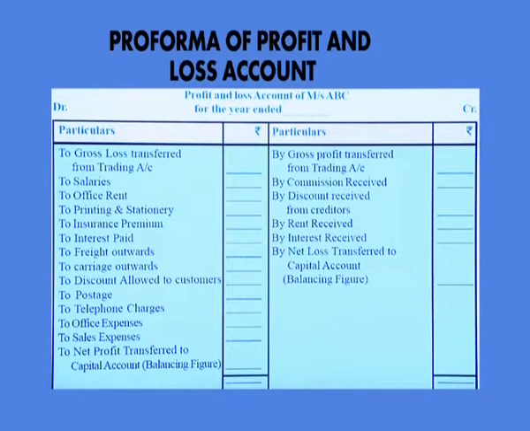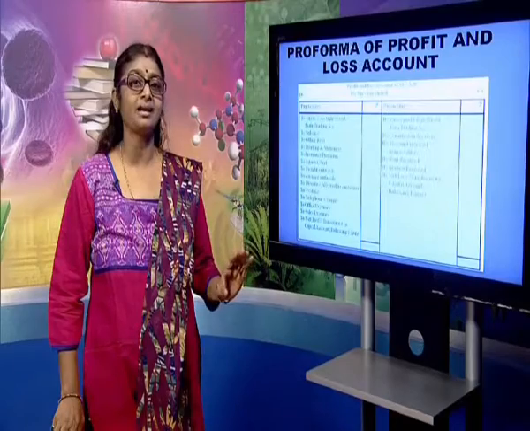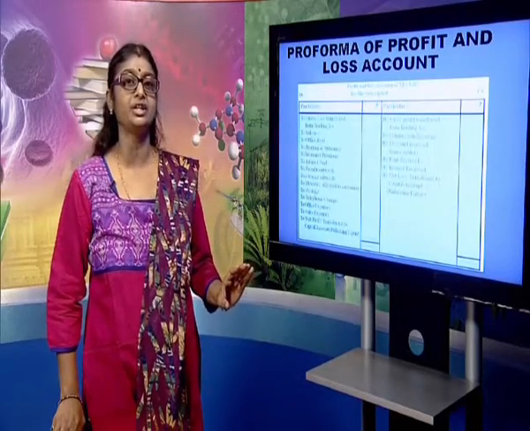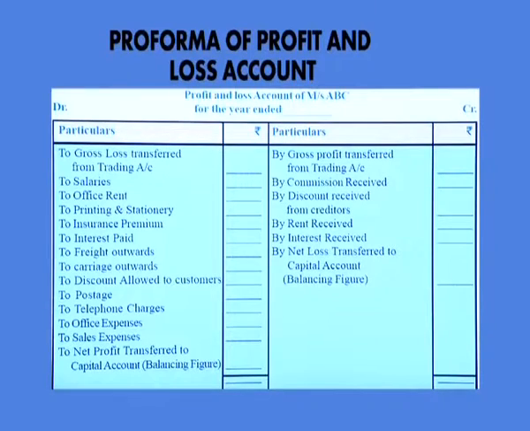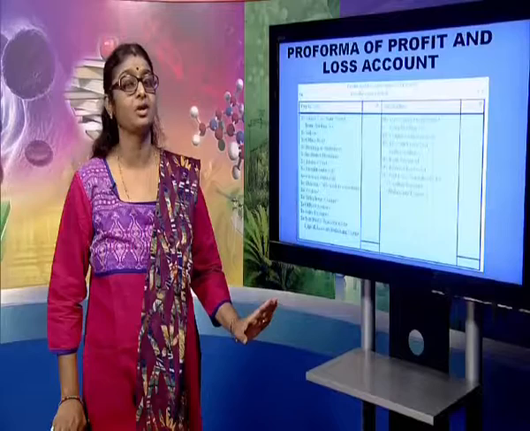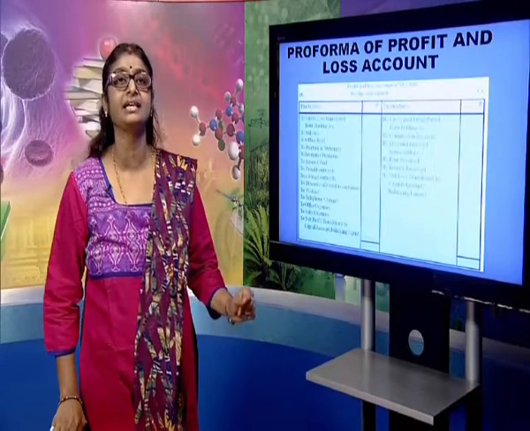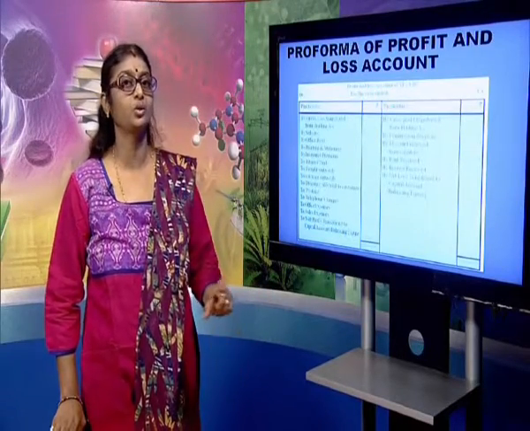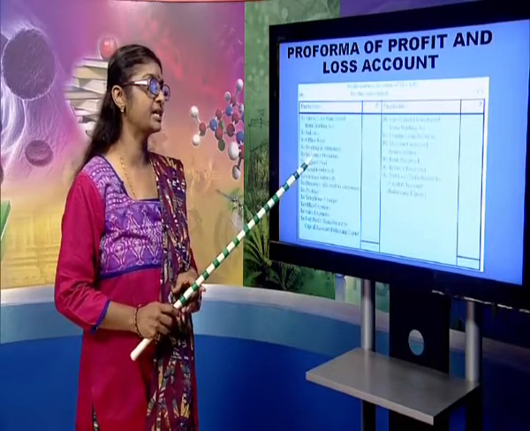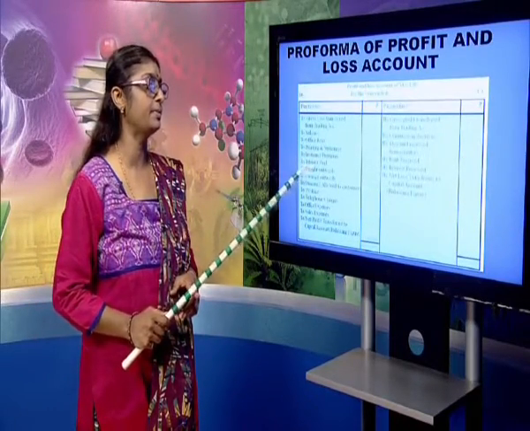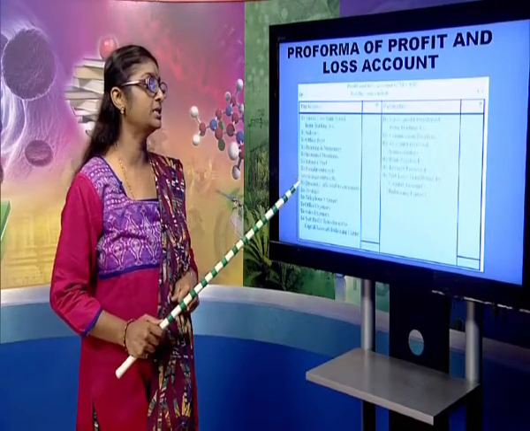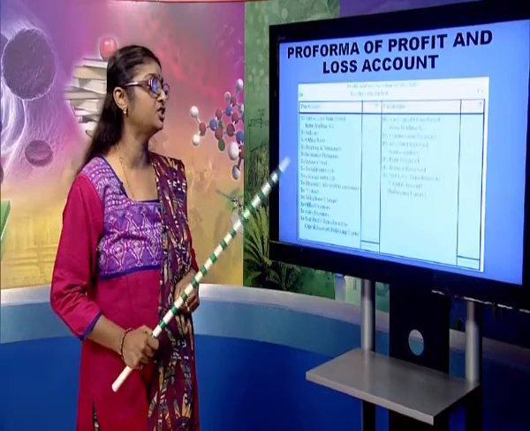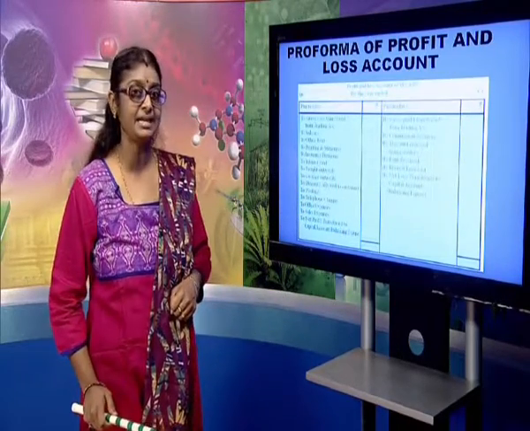Then all indirect expenses are written on the debit side. In a question, you can easily identify in this way. That is, all expenses necessary to make a product into a saleable one can be included as direct expenses, and all other expenses can be considered as indirect expenses. So, you are clear, I think so. So, salaries, office rent, printing and stationery, insurance premium, interest paid, freight outward, carriage outward, discount allowed, postage, telephone charges, etc. can be indirect expenses.